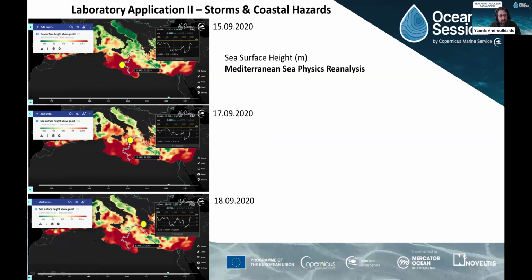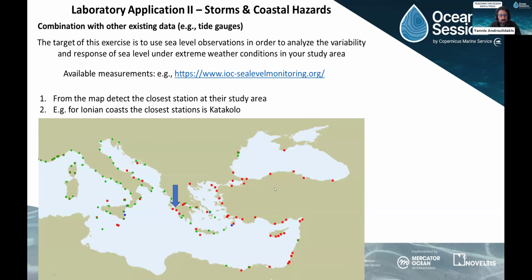This is the sea surface height, which is very important during this type of events, especially when it landfalls. This is in the end of the track, where you can see the high sea surface heights along the coast. So it's important that they use this data together with other available sources.